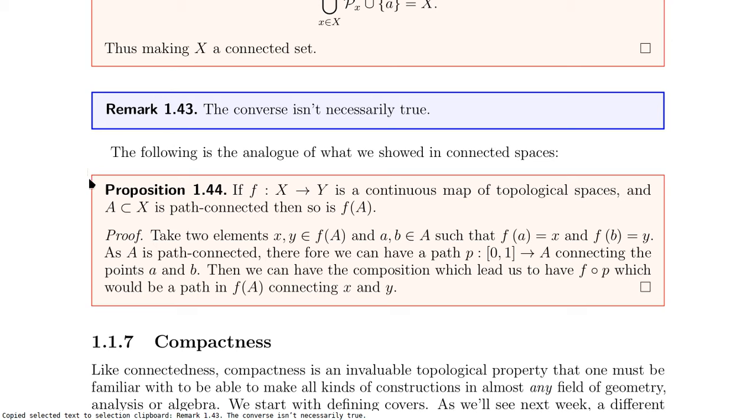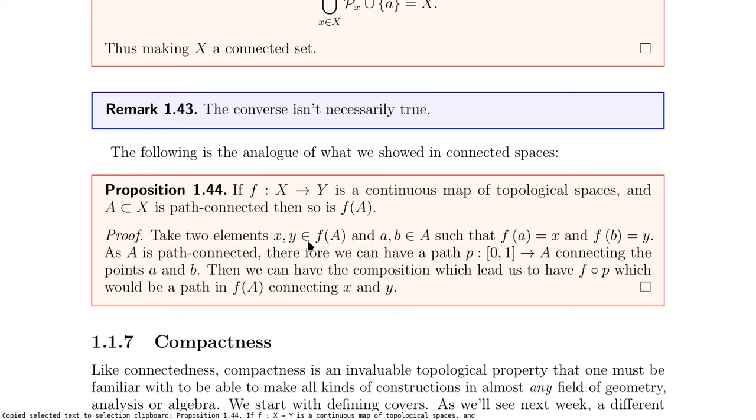The last proposition is that, just like in connectedness, if you have a continuous map of topological spaces, then the continuous image is going to be connected too. So if you have two topological spaces and you have a subset of the space X, which is path connected, then its image in Y is going to be path connected too. And the proof is pretty easy to see.